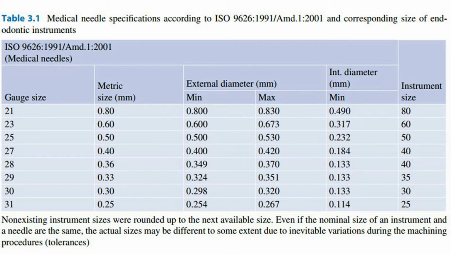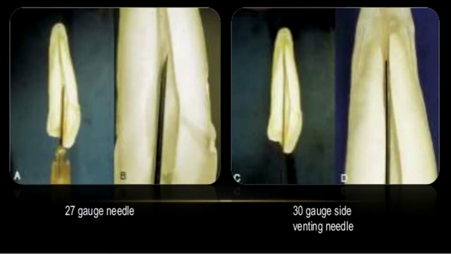In this slide you can see the needle gauge size. You can place the needle easily so near to the apex or so far away. The larger the number, the smaller the size. You can clearly see the difference between the 27 and 30 gauge in this slide.